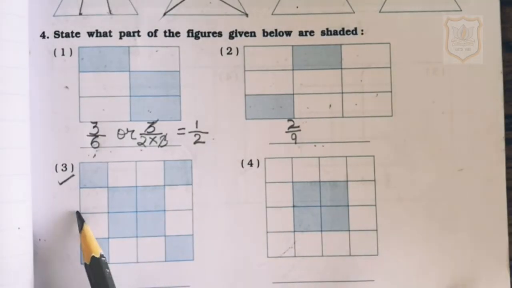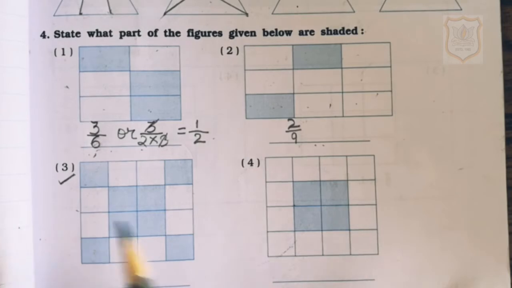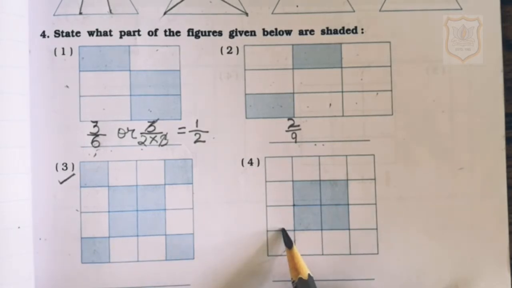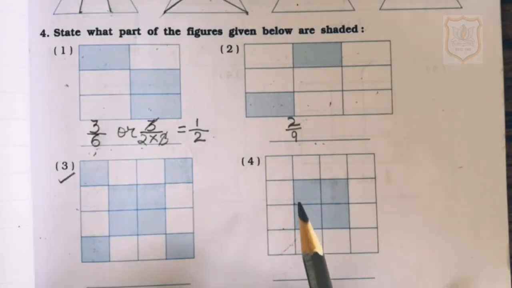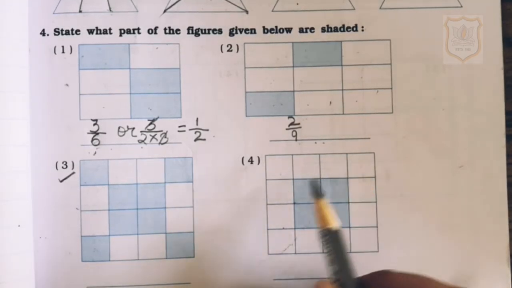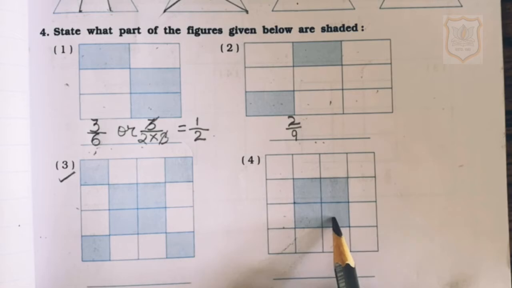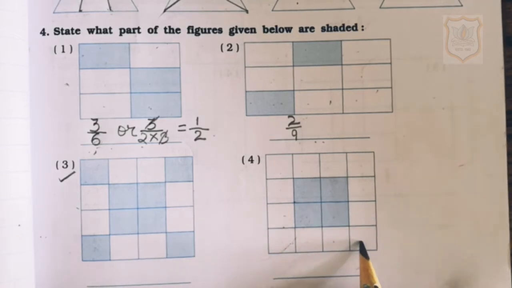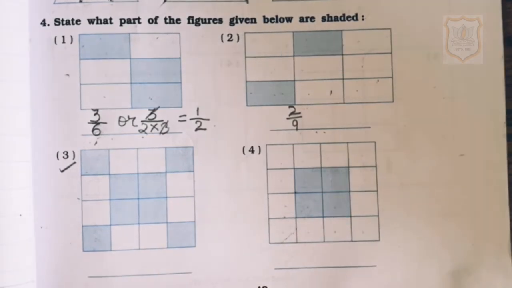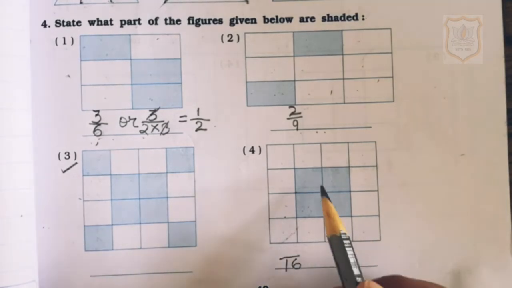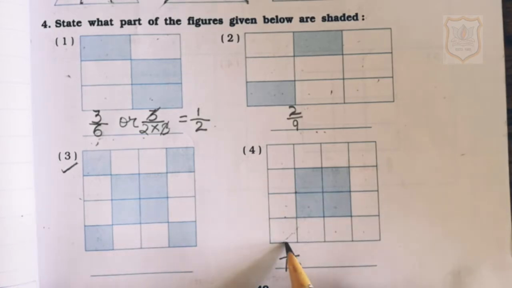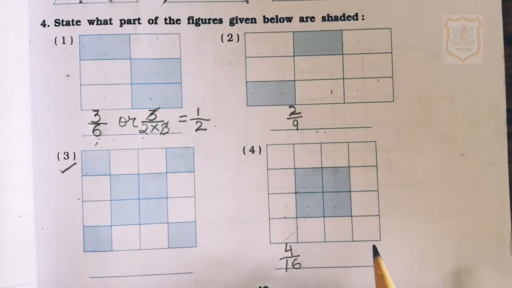Now students, the third part of question number 4 you have to do by yourself. Now fourth part of question number 4. Here also first we will find out the total parts of this figure. Here 1, 2, 3, 4, 5, 6, 7, 8, 9, 10, 11, 12, 13, 14, 15 and 16 total parts are there. So in the denominator we will write 16 and the shaded parts are 1, 2, 3 and 4. So in the numerator we will write 4. The fraction so formed is 4 upon 16.